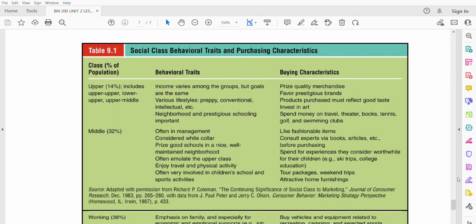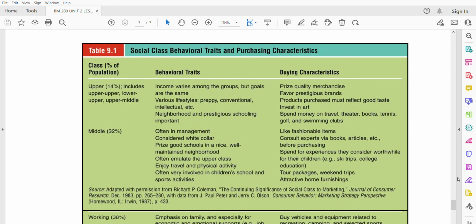Sa upper class, so ang included sa upper class in this table are the upper katong mga dato jud kaayo, lower upper dili kay dato, and then upper middle nga kanang labaw gamay sa middle class. So, income varies among the groups, but goals are the same. So, naatay various lifestyles like preppy, conventional, intellectual, and then they belong in a neighborhood with and in prestigious schools. So, ilang buying characteristics, price quality merchandise, favor prestigious brands, katulad yung mga branded. Products purchased must reflect good taste.